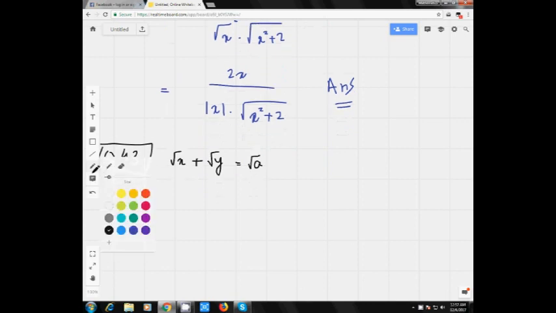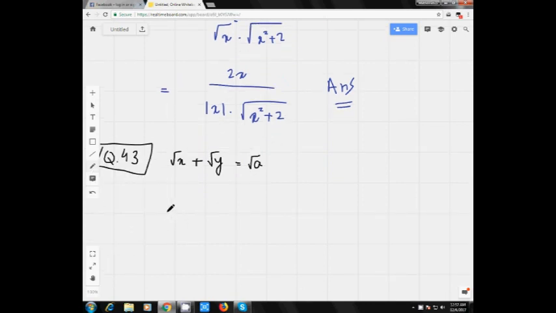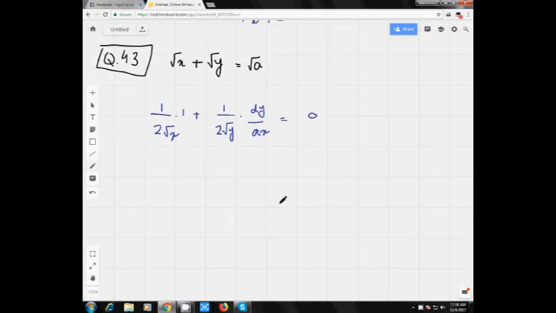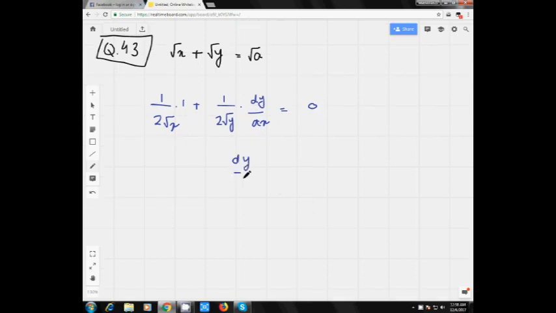Differentiate both of the sides. You will get 1 by 2 square root x multiplied by the derivative of x, that is 1, plus 1 by 2 square root y multiplied by the derivative of y with respect to x, that is dy by dx, is equal to the derivative of a constant, that has to be equal to 0, and obviously dy by dx times 1 by 2 square root y is equal to negative of 1 by 2 square root x.